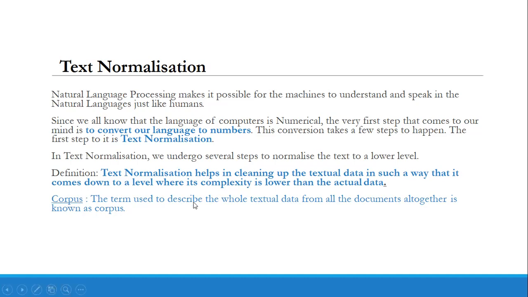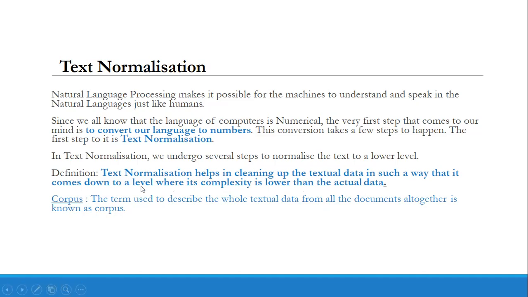Now, what is text normalization? Text normalization helps in cleaning up the textual data in such a way that it comes down to a level where its complexity is lower than the actual data. That means the complexity of the text should be reduced to the lower level. That is the use of text normalization.